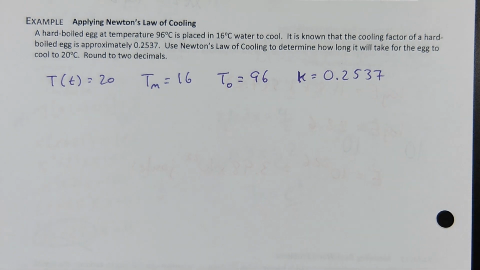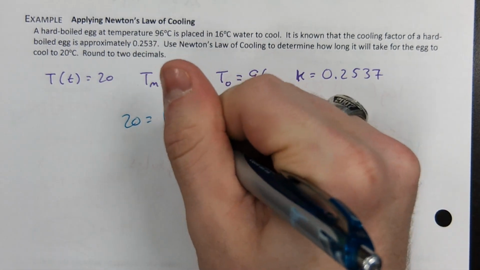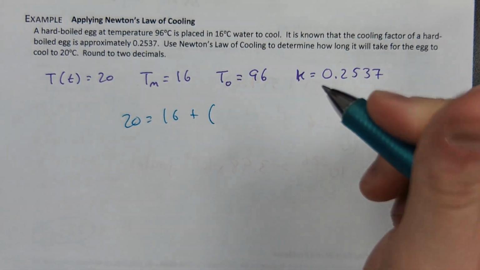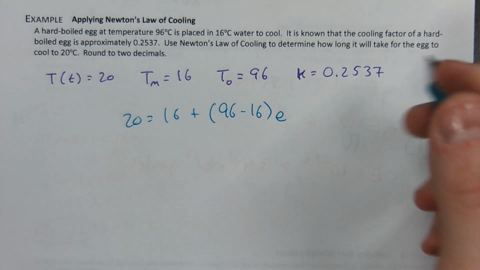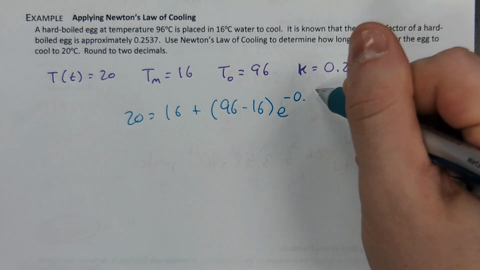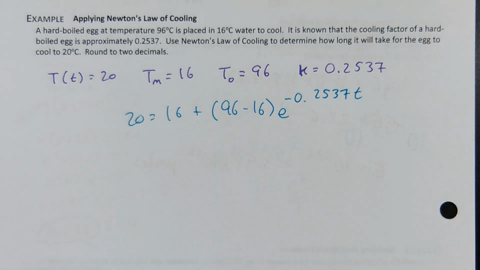Anyway, let's fill out Newton's law of cooling and solve for t. 20 equals 16 plus (96 minus 16) e to the negative 0.2537t. We have one variable and we're trying to solve for little t. Very, very easy.